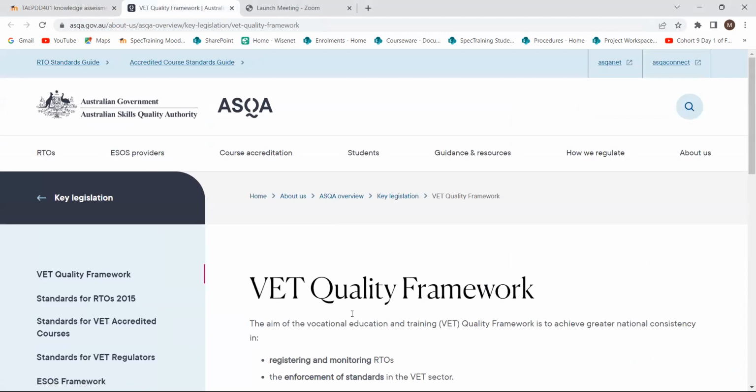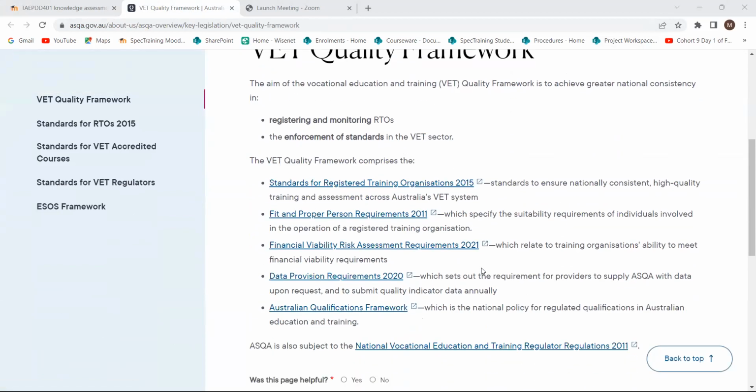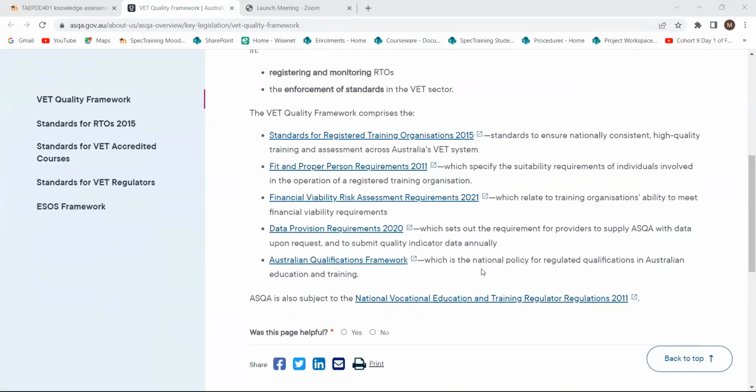So we want to make sure that we go to this website and read up a little bit about it. As it says on the screen, the VET quality framework is comprised of the standards for RTOs, fit and proper person requirements, and it's got a bit of an explanation there. Financial viability risk assessment requirements if you're starting an RTO or continuing to run one. Data provision requirements, which set out what data must be provided and when. And then the AQF, which is the framework of qualifications provided in Australia, from the Certificate 1 all the way up to the PhD.